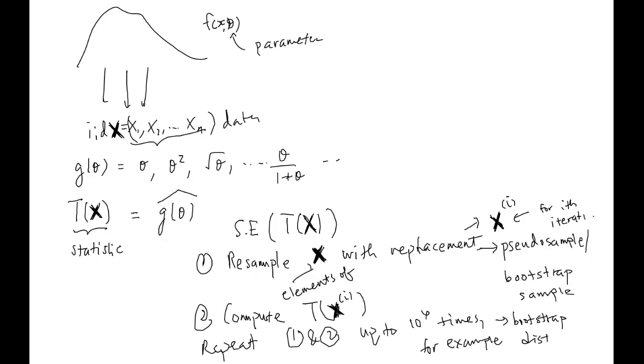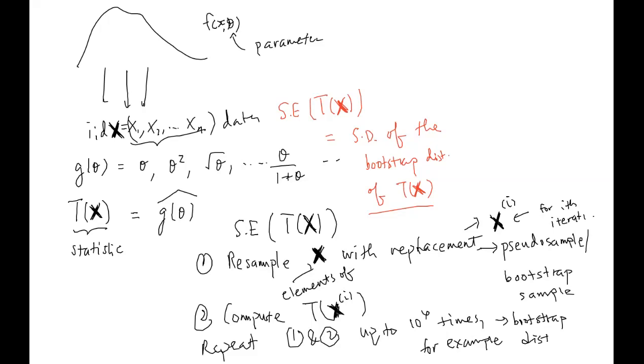Once you have the bootstrap distribution, the SE of the statistic T that you want is equal to the standard deviation of the bootstrap distribution of T of X. So you just need to explain it conceptually like this. This is basically just a description of the bootstrap algorithm in a general way.